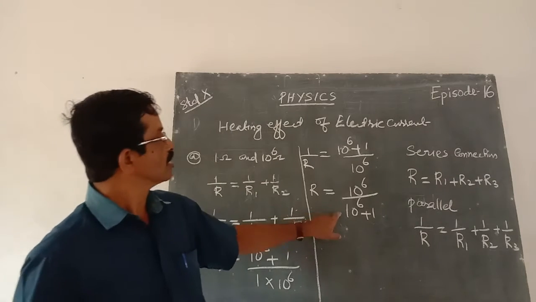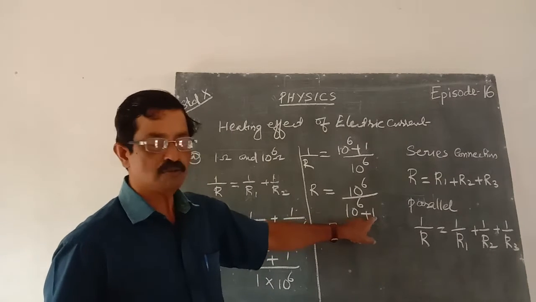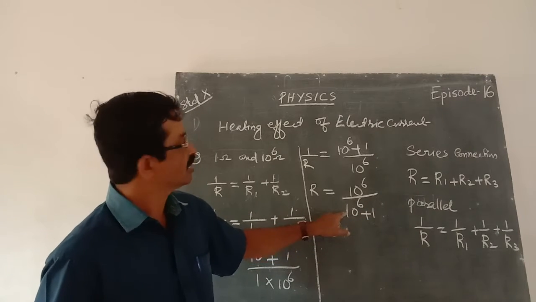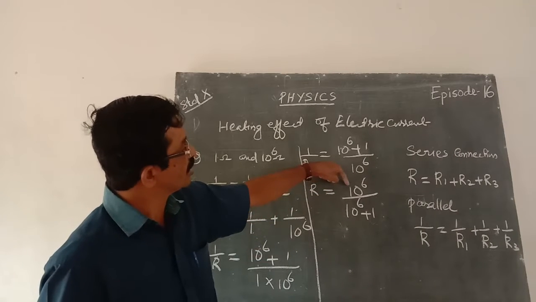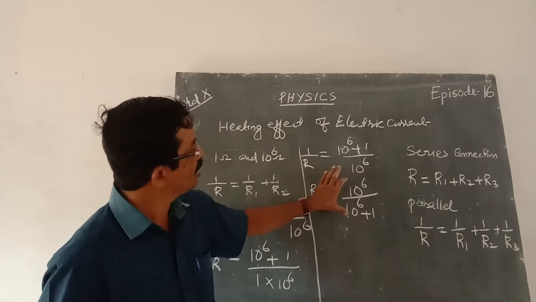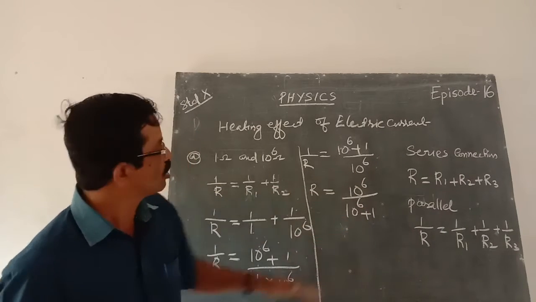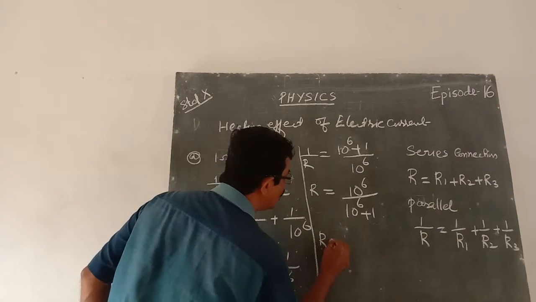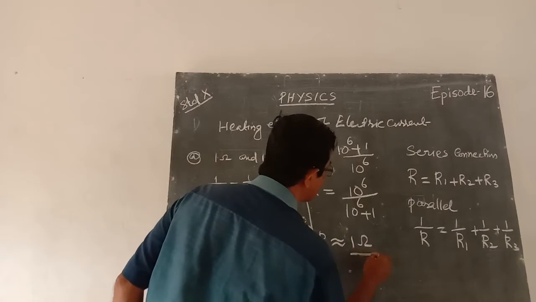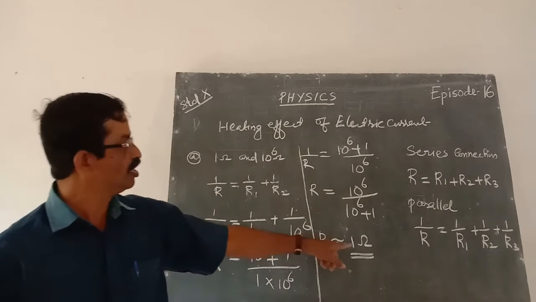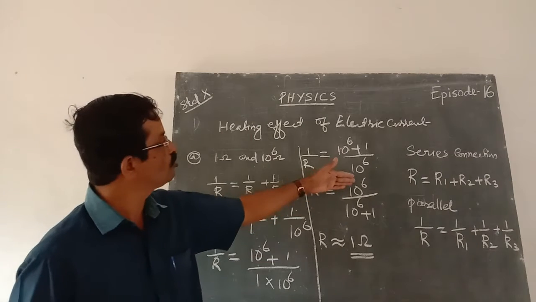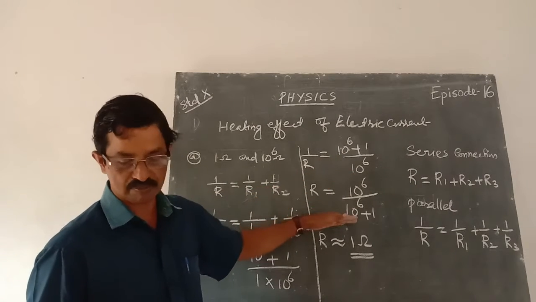See, when 1 is added to 10 raised to 6, that does not change much. Hence, when we divide 10 raised to 6 by 10 raised to 6 plus 1, its value is nearly 1, because both of these quantities are nearly equal. So we can take the value of R as approximately 1. That means the effective resistance in the circuit now is 1 ohm.